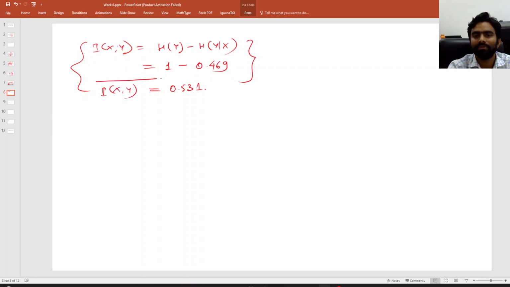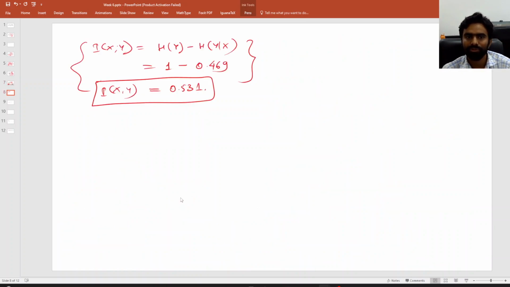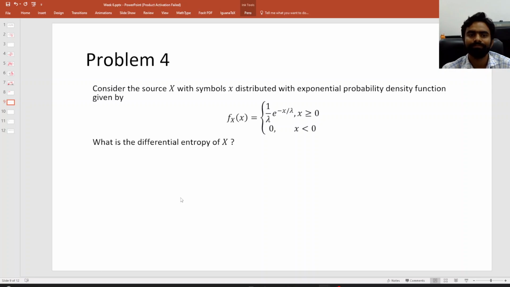So yes, any doubt in this one? Is it clear how to calculate the marginal probabilities and the joint probability of this binary symmetric channel using our previous table of the joint probabilities? Okay, is it clear? Yes, any doubt? Okay, so we'll proceed with the next question, problem number 4.